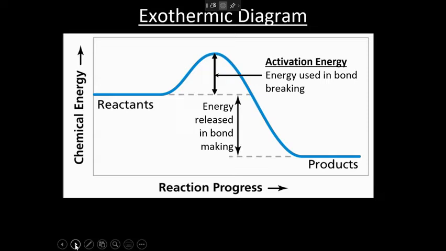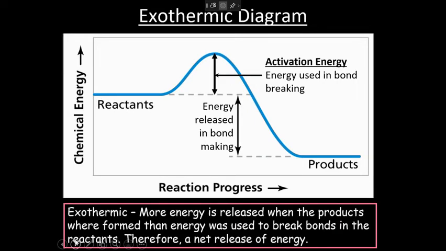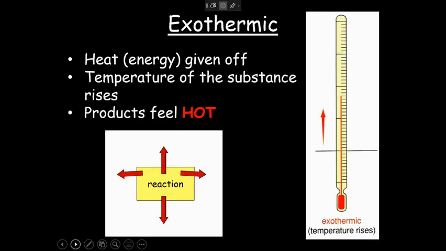So what's going to happen is you're going to add energy to the reactants in order to get the chemical reaction to happen, in order to break the bonds of the reactants, and then energy is going to be released when we make new bonds in the products. In this case, making new bonds in the products releases more energy than we had to add to the reactants. There is a net release of energy in an exothermic reaction.